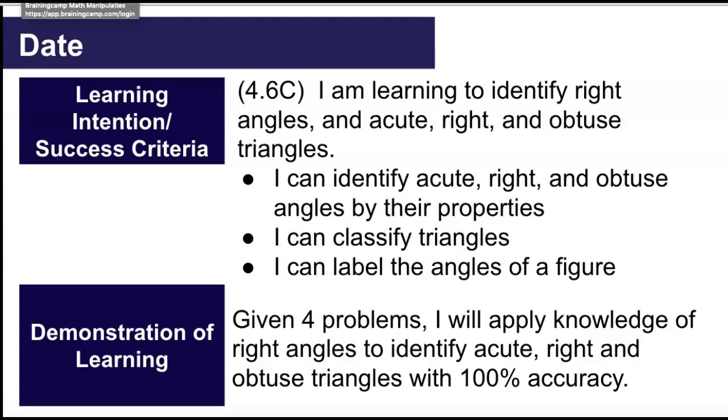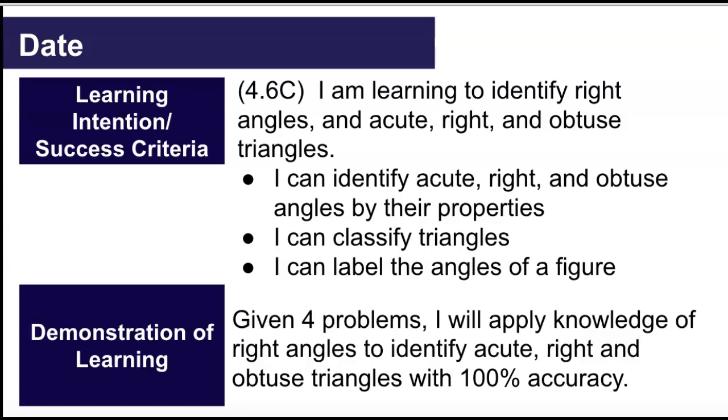Hi guys, today we're going to take a look at Objective 4.6c. Our learning intention is I'm learning to identify right angles and acute, right, and obtuse triangles. The success criteria is I can identify acute, right, and obtuse angles by their properties. I can classify triangles. I can label the angles of a figure.